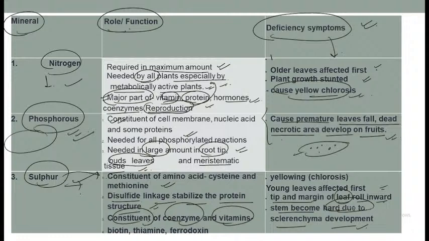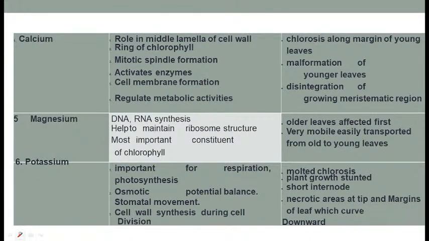Remember all the deficiency symptoms, remember all the functions. It would help you out in the examination. Okay, let's move forward now. Now let's understand about the further ones.